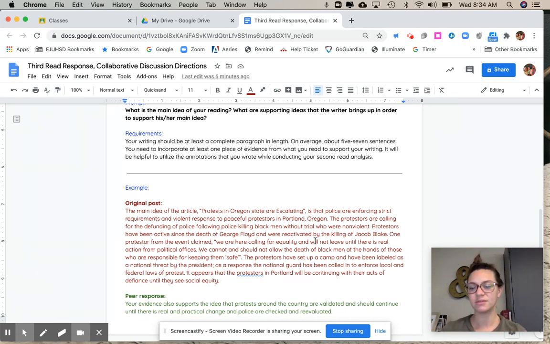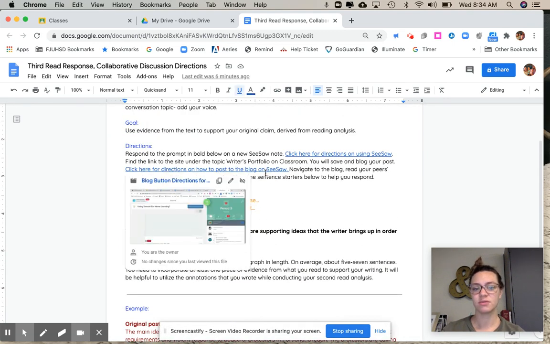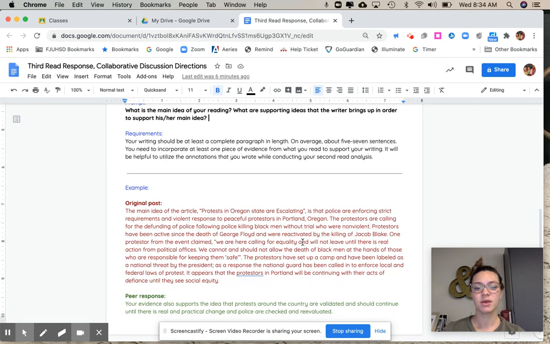When you open Seesaw, you create a note, you type on the note, you save it, and then you can go back to the main screen. So you'll blog this note following the directions that are right here. So you're going to follow these directions on how to blog on your Seesaw. You're going to go to the blog, and then you're going to respond to one of your peers.